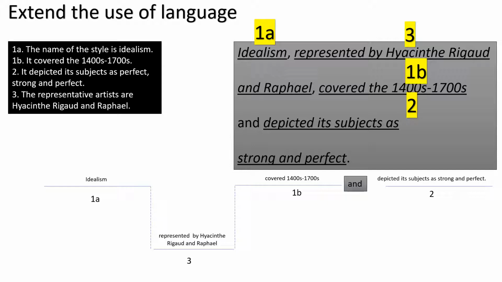We can extend that. Look at the example sentence and the graph based on the information about idealism from the grid. In essence, we can teach our learners how to turn these four sentences, 1a plus 1b plus 2 plus 3, into one complex sentence. Idealism, which is 1a, covered the 1400s to 1700s, which is 1b, can be easily split by represented by, which is number 3, and then linked to depicted its subject S, which is number 2, with the connective and.